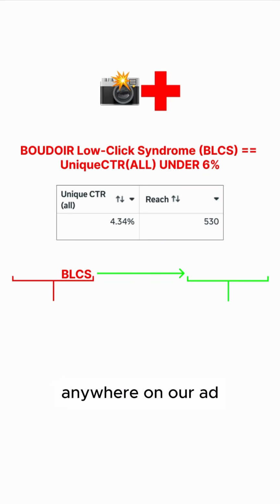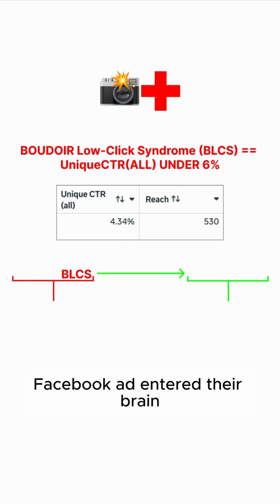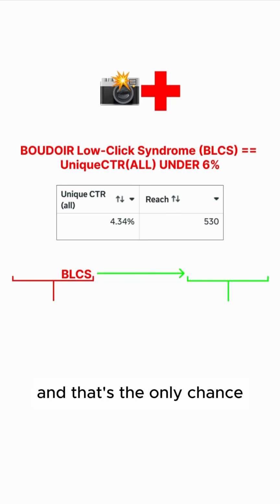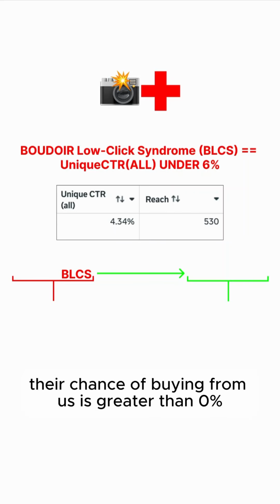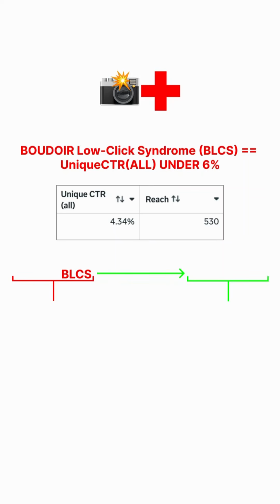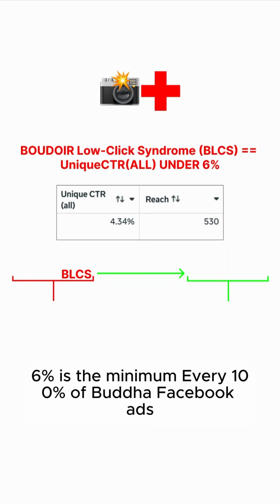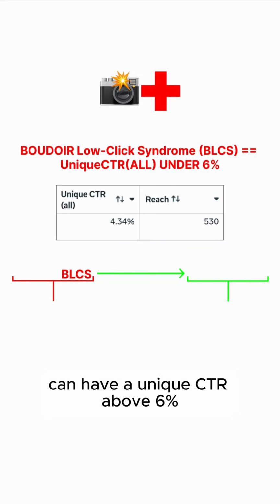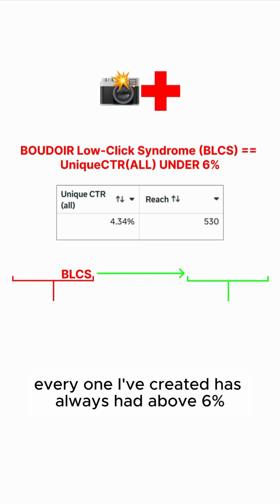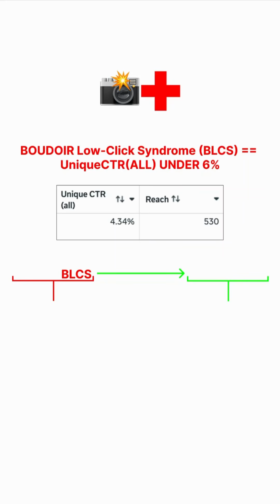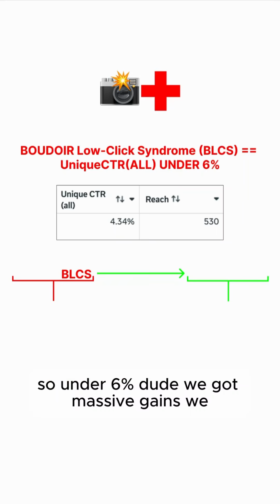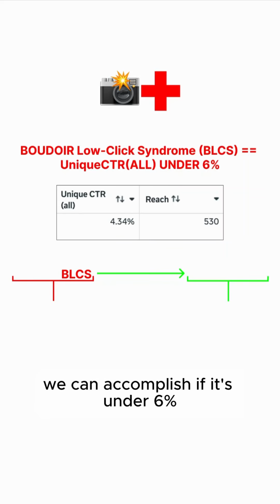We care about the number of women that click anywhere on our ad because then we know our Boudoir Facebook ad entered their brain, and that's the only time their chance of buying from us is greater than 0%. So we've got to get this number up as high as possible. 6% is the minimum. 100% of Boudoir Facebook ads can have a unique CTR above 6%. Every one I've created has always had above 6%, even when I only try a little bit. So under 6%, dude, we have massive gains we can accomplish.